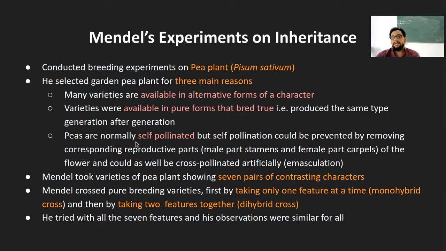because they are normally self-pollinated. Self-pollination can happen when the male reproductive stamen and female reproductive structure called carpel, that is your style, stigma, and ovary in the flower, are present in the same plant. So they can be self-pollinated, or they are present on the same plant. If not in the same flower, there can be a male flower on the same plant and a female flower.